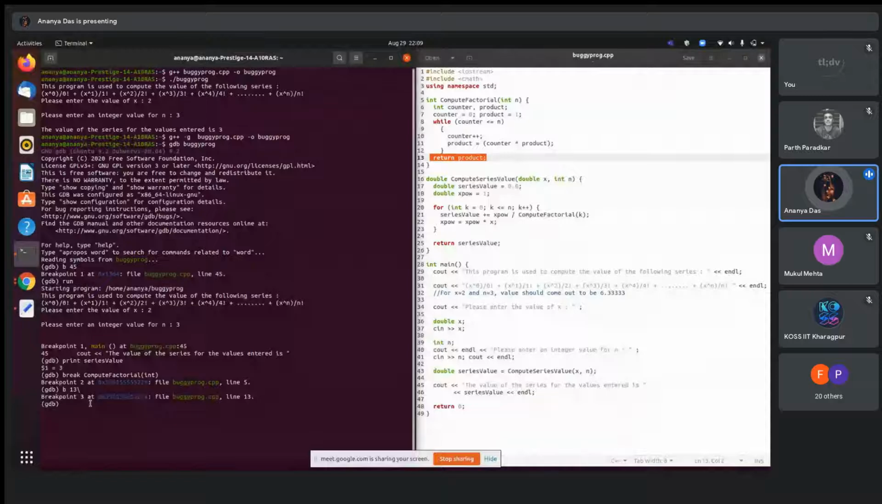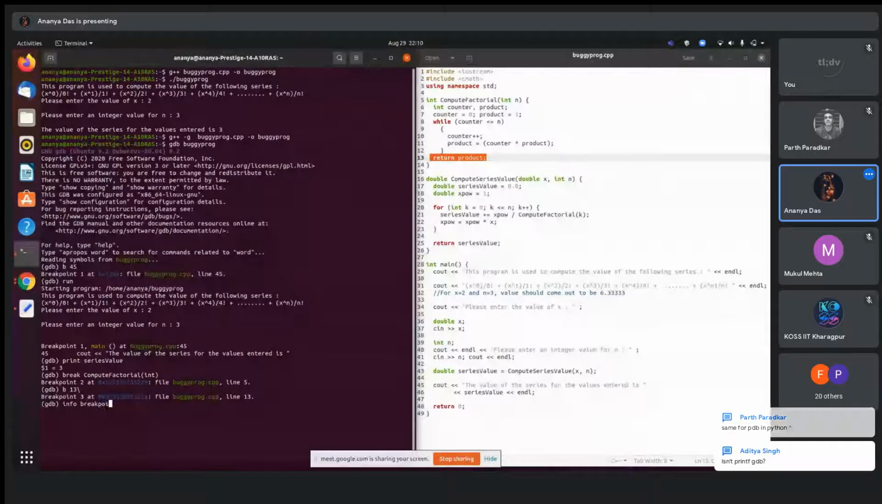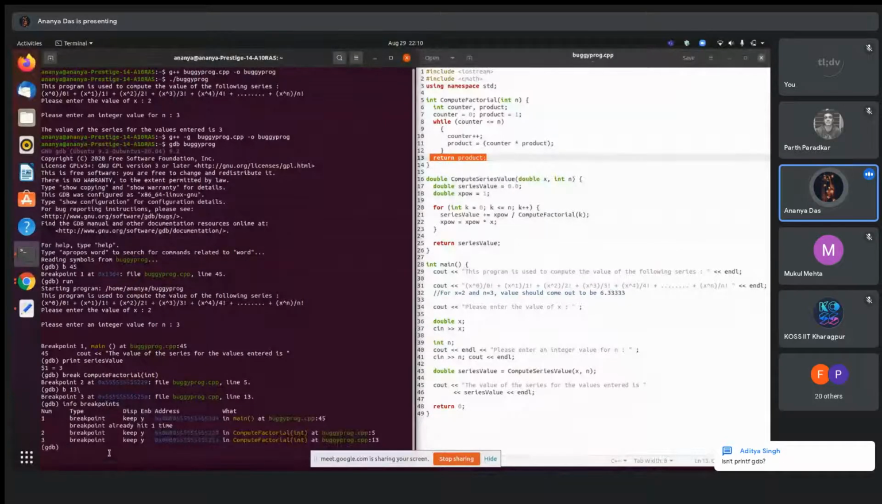Yeah. So at this point, let's say I want to know the information about all the breakpoints. So I can just give the command info breakpoints. And we can see that there are 3 breakpoints that I have made, and the first one is at line 45 in the main function, and the next two are at lines 5 and 13. The first one was of no use, and I wanted a breakpoint at line number 13 only, in the compute factorial function.